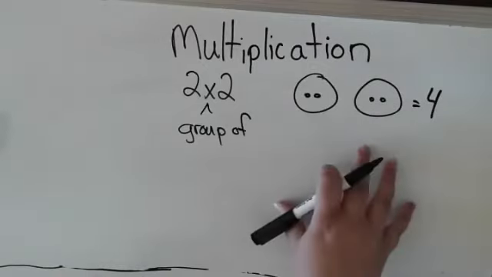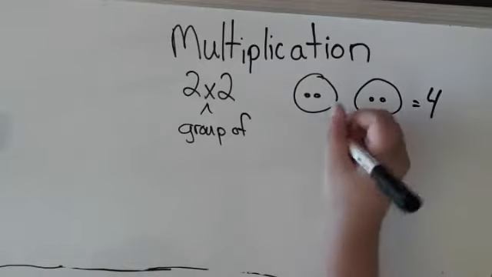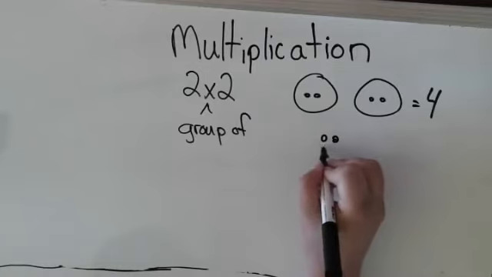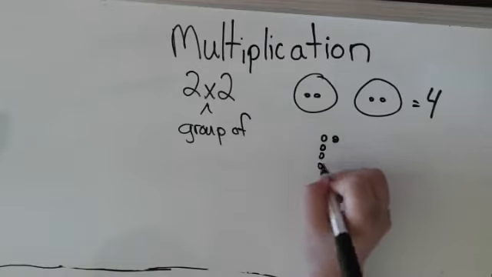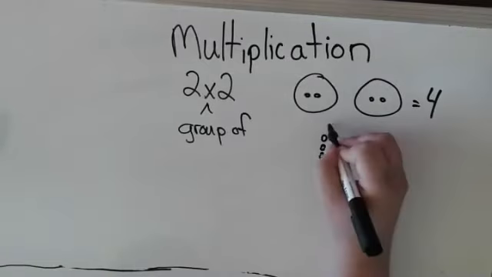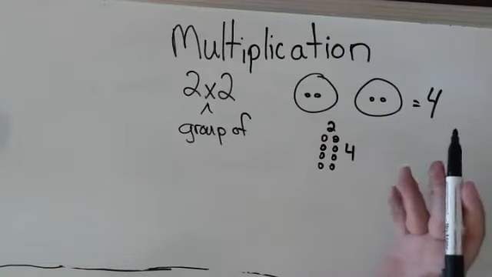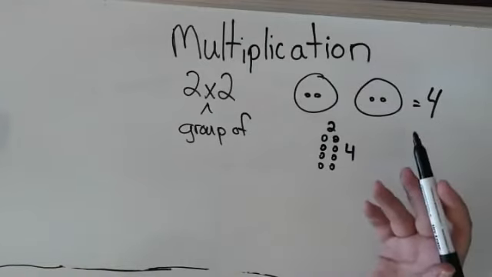Another way of looking at this is with an array. So an array, you would do 2 groups of 4. So 1, 2, and then 1, 2, 3, 4, 1, 2, 3, 4. I now have an array, which says 2 groups of 4. Both of these will give me 8. Both of these are ways to do multiplication.